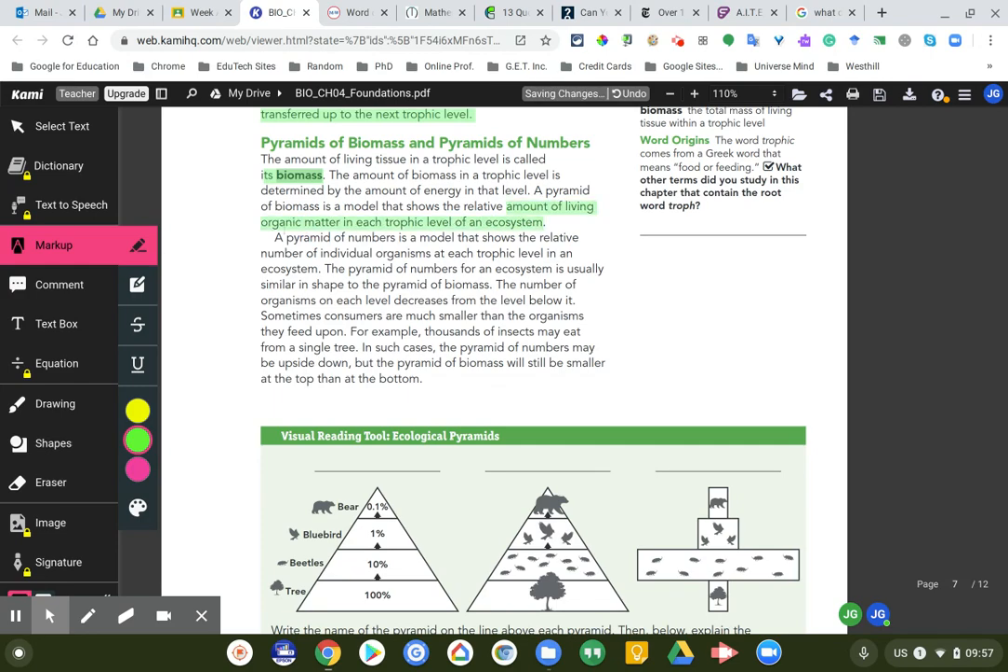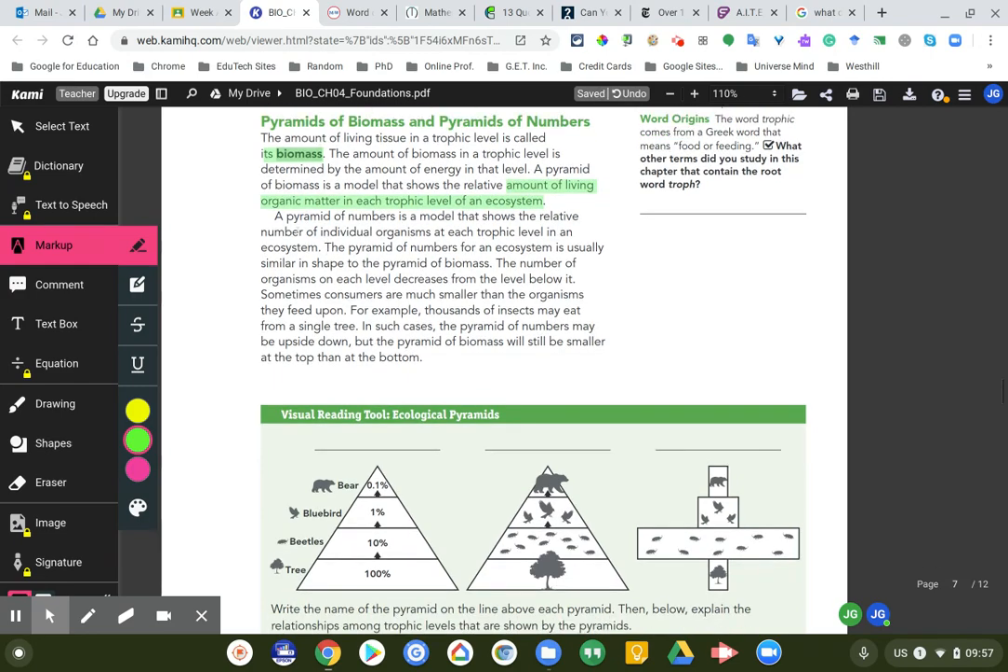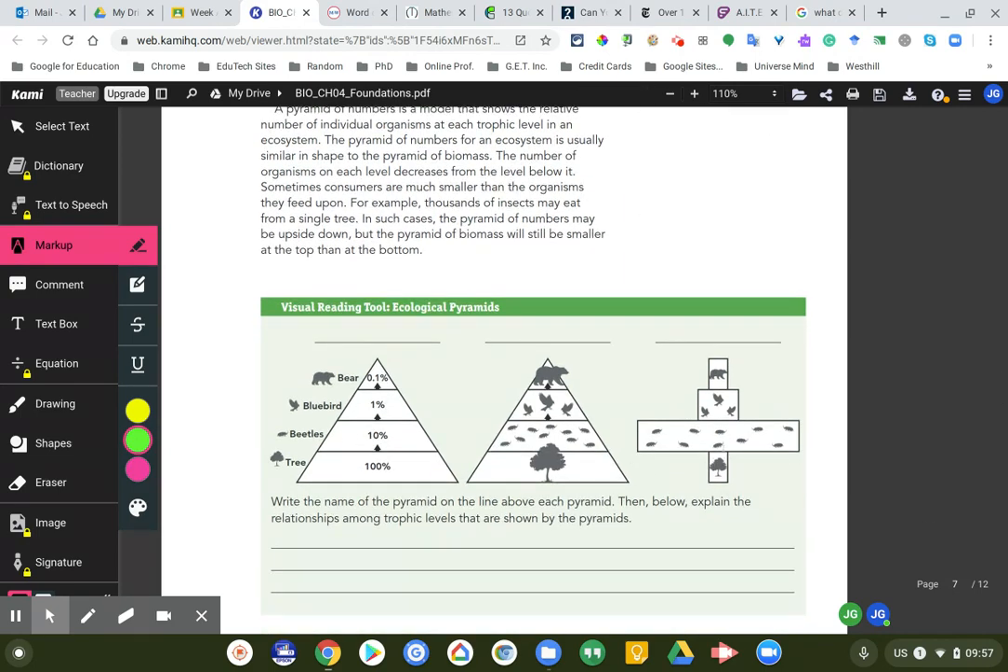A pyramid of numbers is a model that shows the relative number of individual organisms at each trophic level in an ecosystem. The pyramid of numbers for an ecosystem is usually similar in shape to the pyramid of biomass. The number of organisms on each level decreases from the level below it. Sometimes consumers are much smaller than the organisms they feed upon. It's kind of like right here, you can see this. This one tree is feeding all these beetles.